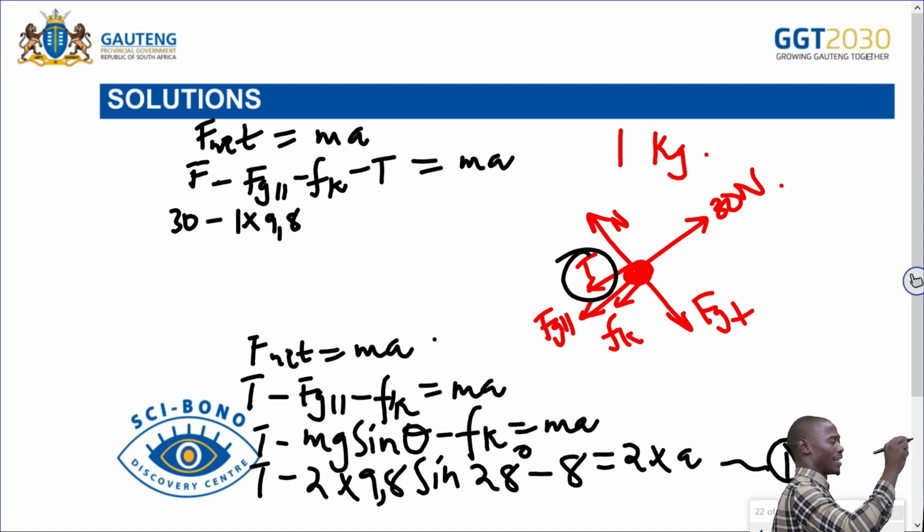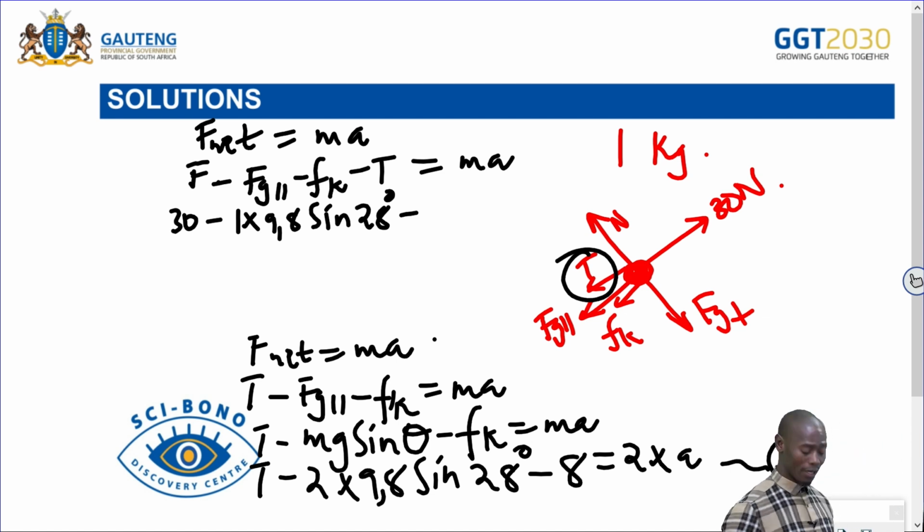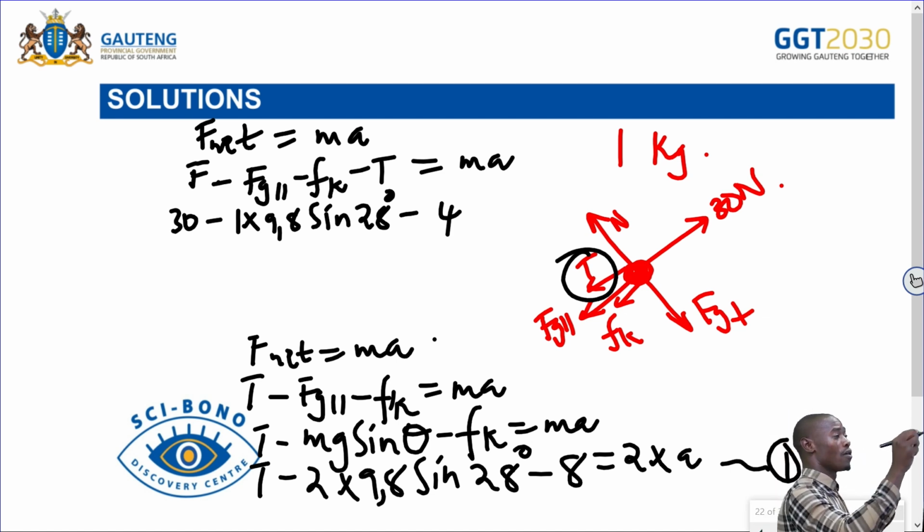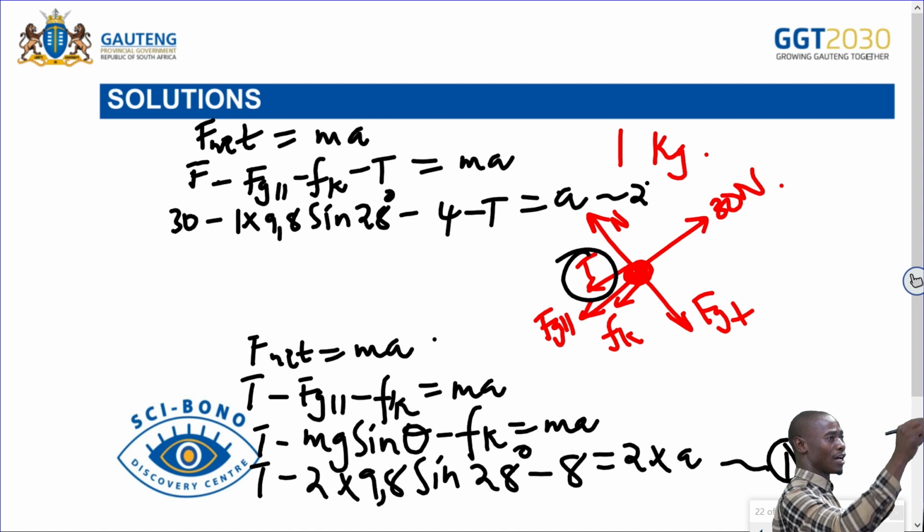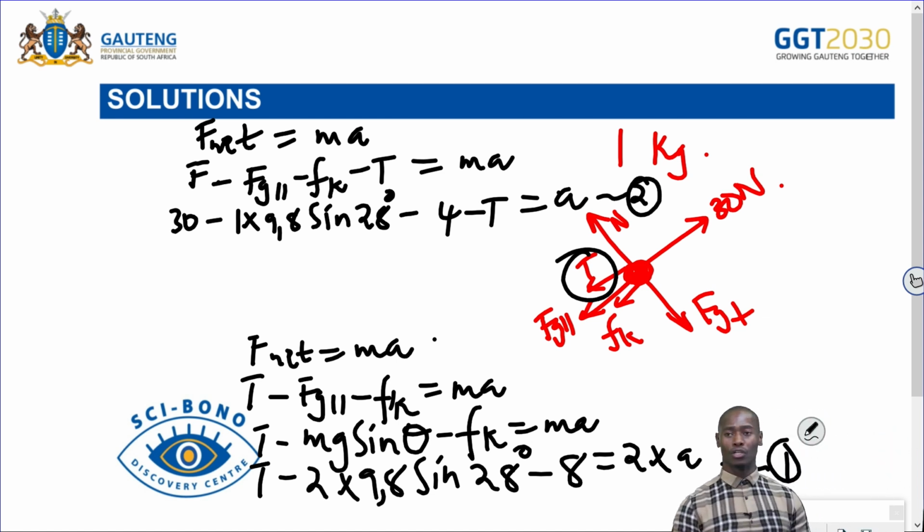So F is 30 minus mg sine theta, which is going to be 1 times 9.8, mg. This is FG parallel, so it's mg sine theta, which is sine 28 degrees, minus FK. What is FK between the 1 kilogram block and the surface? It is 4, minus tension, equals 1A, which is going to be A. This is equation number 2.